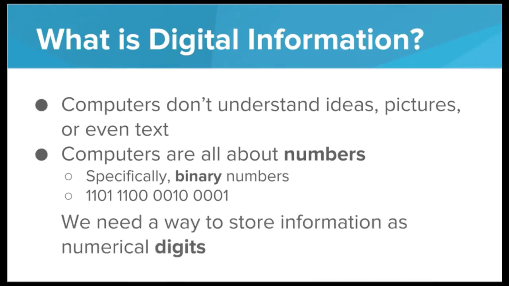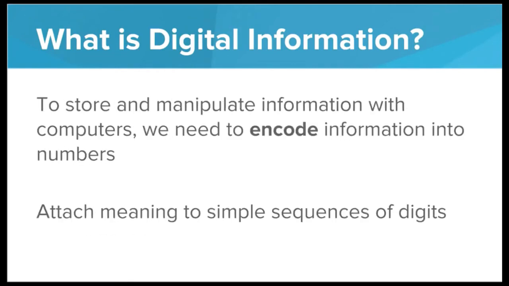So a big part of computer science is finding various ways to store information as numerical digits. Once we're able to find a good way to store information as digits, we now have digital information. And that's nice because then we can use computers to manipulate this digital information, store it, send it, etc. So to store and manipulate information with computers, we need to find a way to encode that information into numbers. And to do this, we attach meaning to these simple sequences of digits. That way, to the computer, they're just sequences of numbers, but to us, they actually have meaning.